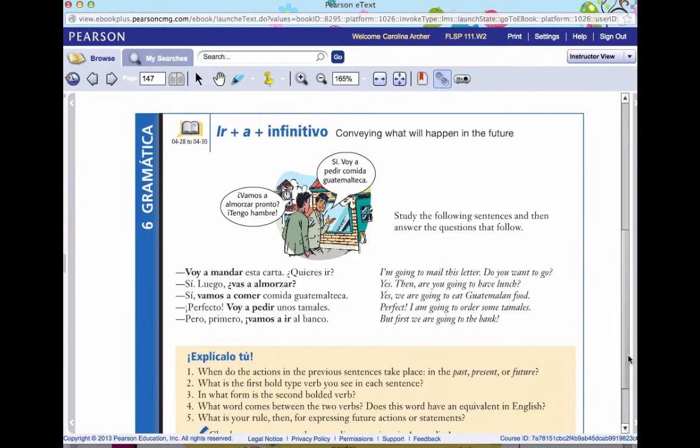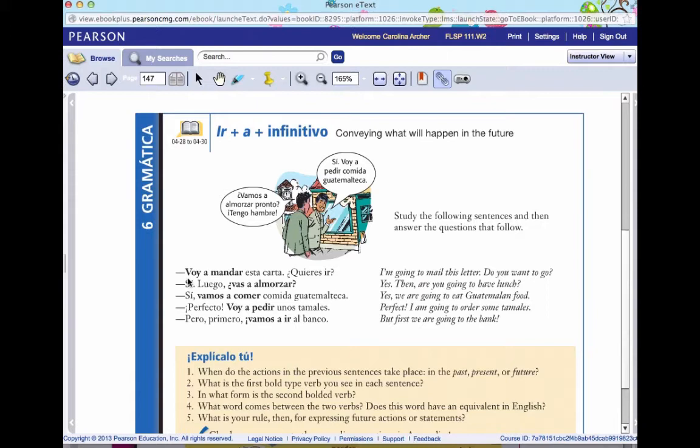One way to express the future tense is by using the verb ir plus a plus an infinitive verb to convey something that will happen in the future. Okay, so for example, vamos, that would be nosotros, right? Vamos a almorzar pronto. Tengo hambre. Are we going to eat lunch soon? Sí, voy a pedir comida guatemalteca. Okay, yes, I'm going to order Guatemalan food.